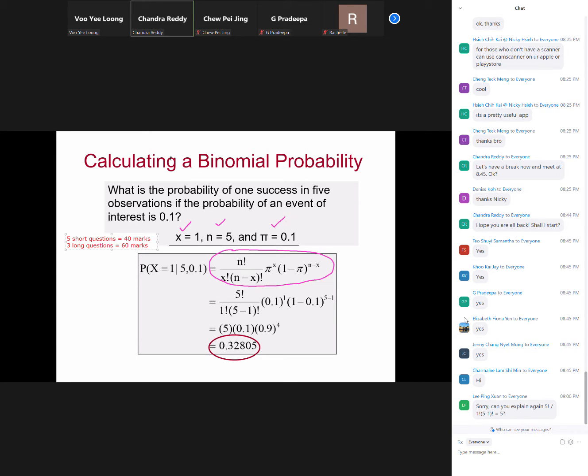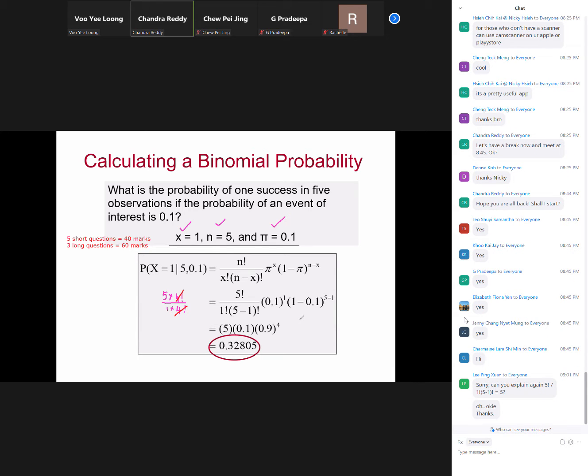So factorial 5 over 1 factorial times 5 minus 1 factorial. Factorial 5, I can write as 5 into 4 factorial, over 1 factorial, which is 1, and 5 minus 1 factorial, which I can write as 4 factorial. When you write it like this, I can cancel out the 4 factorial and 4 factorial. So you will have only 5 by 1, that means 5. Is that clear?